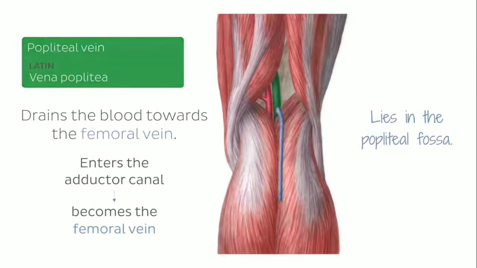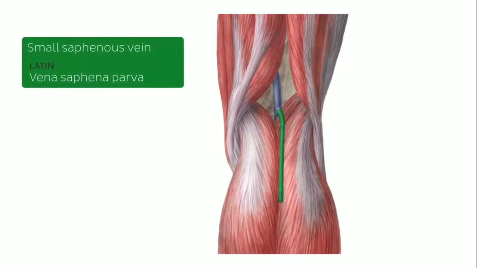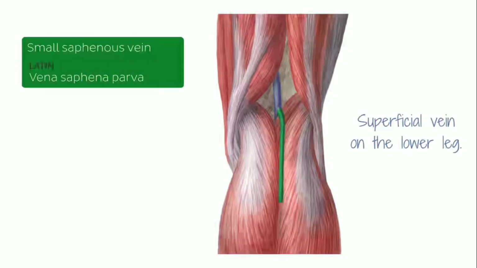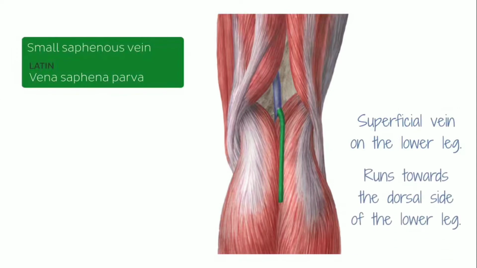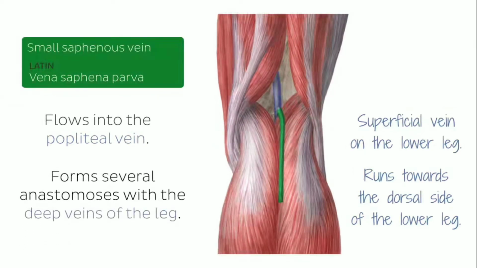The next one that I just mentioned, now seen also highlighted in green, is known as the small saphenous vein. It is a superficial vein of the lower leg that runs from the lateral edge of the foot below the lateral malleolus towards the dorsal side of the lower leg. Blood in the small saphenous vein is going to flow into the popliteal vein. As you can also see here, this is the popliteal vein that we just talked about on the previous slide. The small saphenous vein forms several anastomoses with the deep veins of the leg.